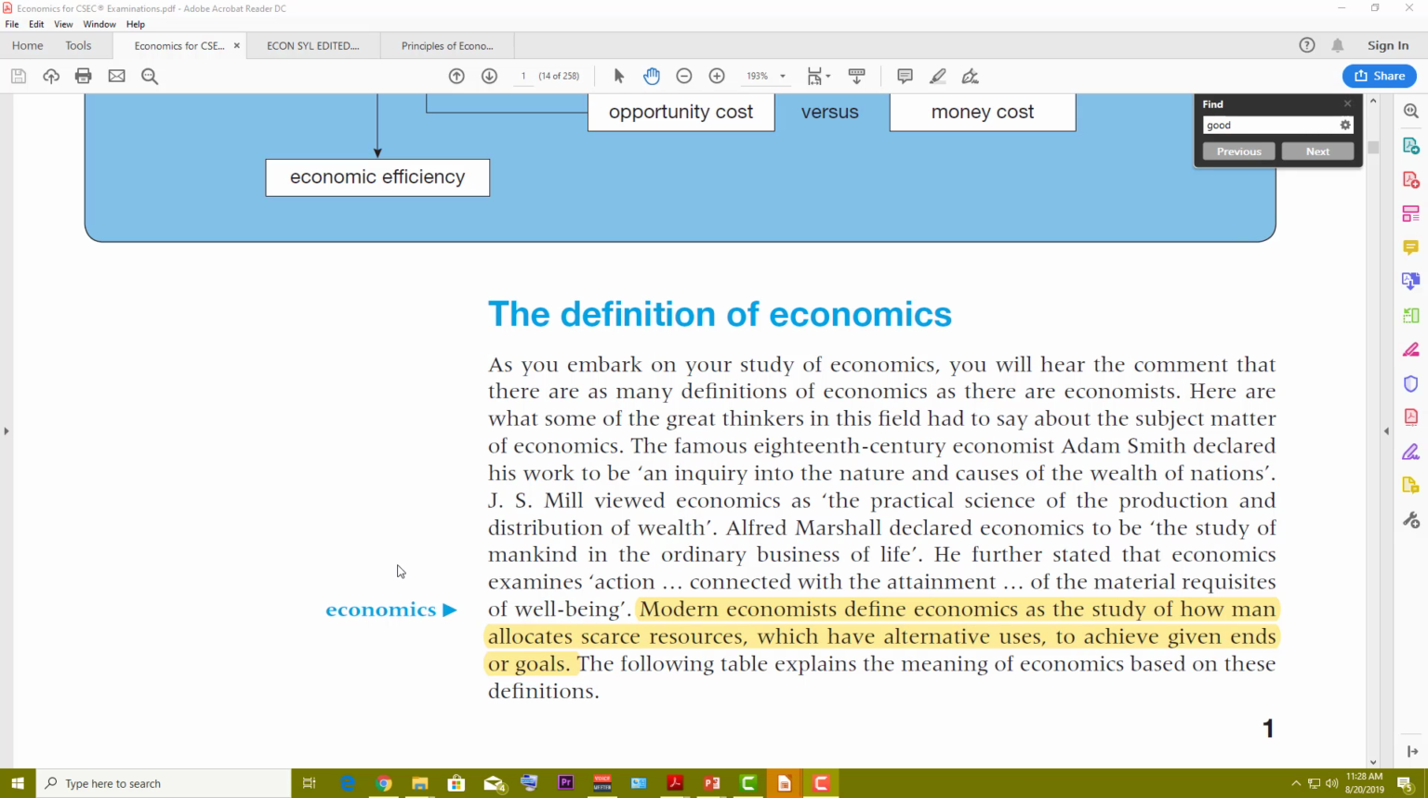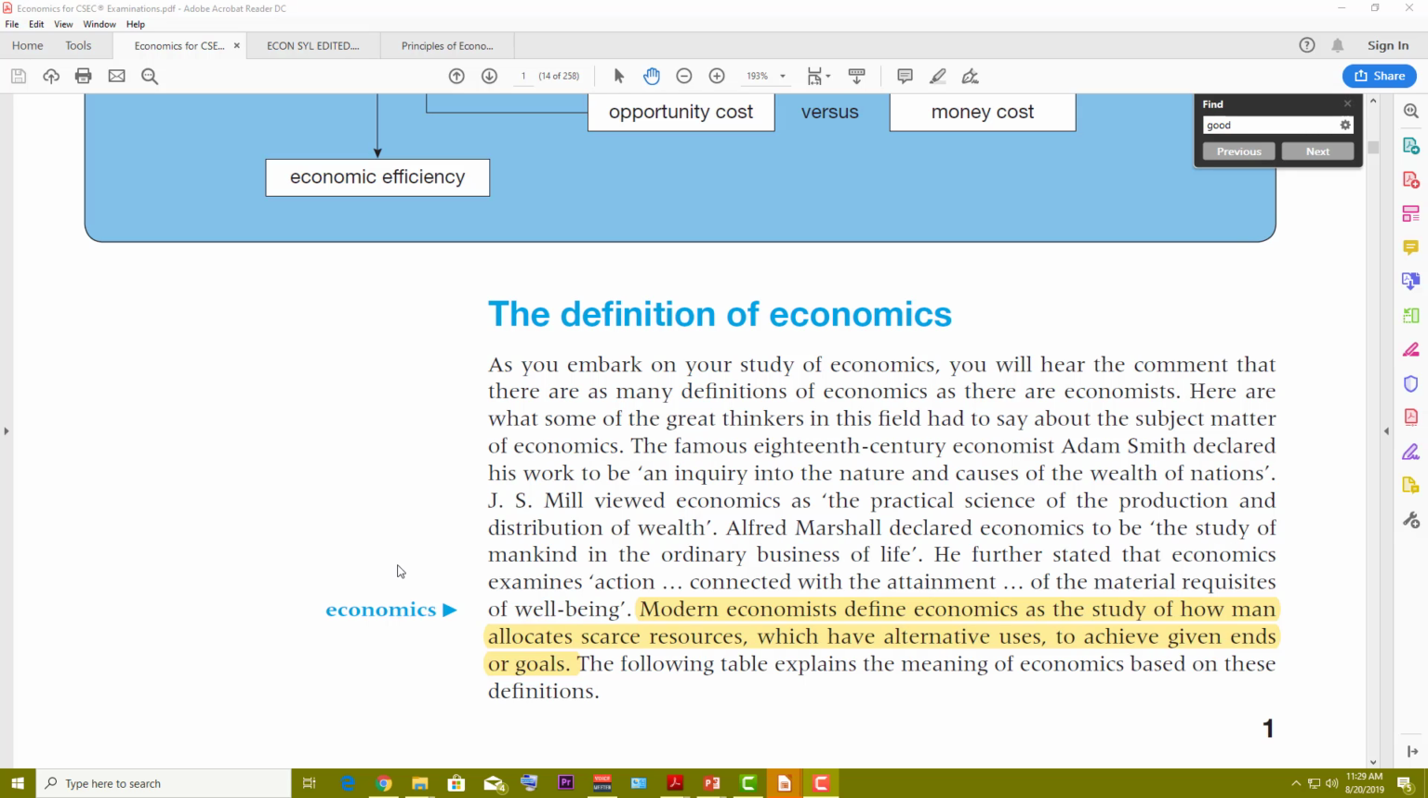So let's first and foremost define economics. What exactly is economics? Now, there are some old school definitions for economics, but there are more modern definitions, and the textbook has a more modern definition. Modern economists define economics as the study of how man allocates scarce resources which have alternative uses to achieve given ends or goals. Kind of a mouthful, right?